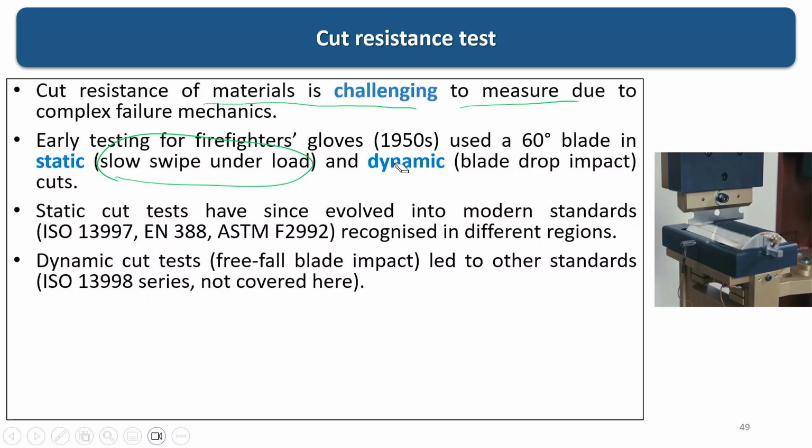And then the dynamic cut test, free fall blade impact, led to other standards like ISO 13998, which we are not going to cover here, because these are some special testing. Here we will be covering two tests, one is the TDM and one is the coupe method.